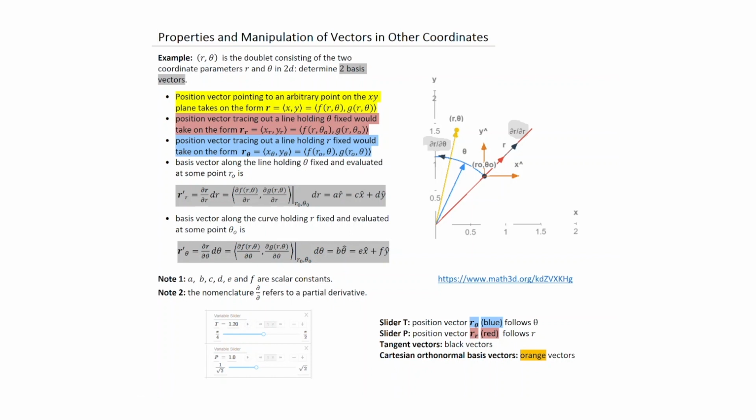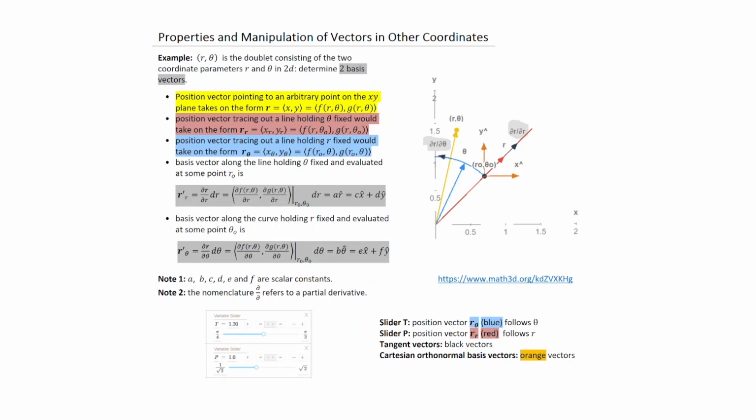So on this diagram on the right, which you can access at that URL, the vector that's shown as yellow, an orangey yellow, is a position vector pointing to an arbitrary point on the xy plane. And it takes on the form r(x, y), but x is a function of r and θ, and y is a function of r and θ. So that basically is shown in the bracket there, f(r, θ), g(r, θ).